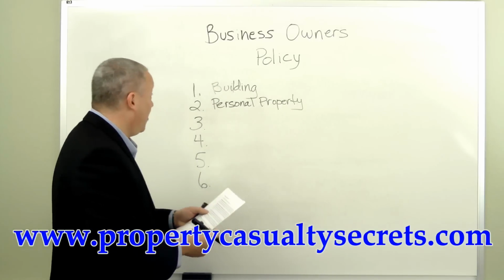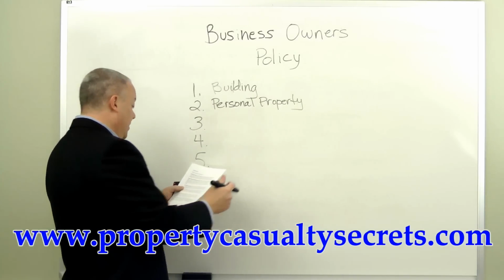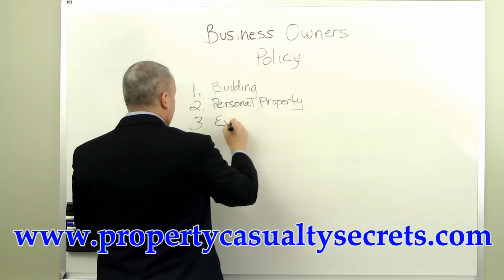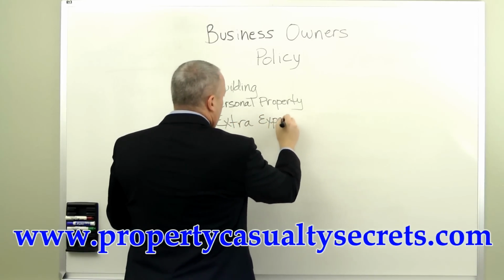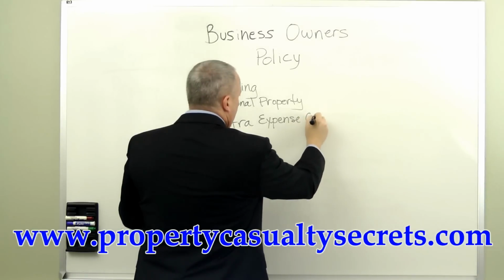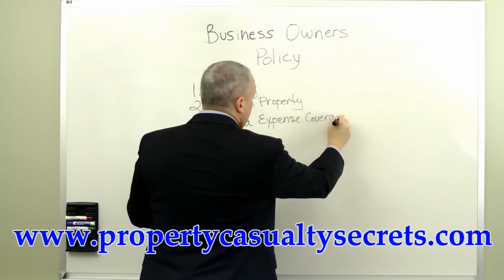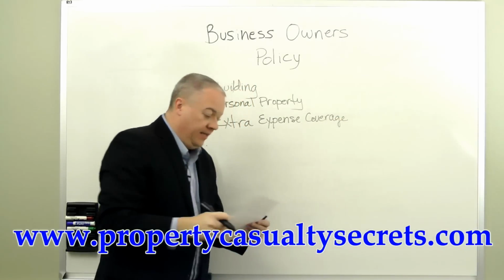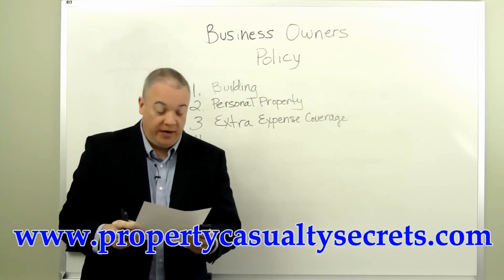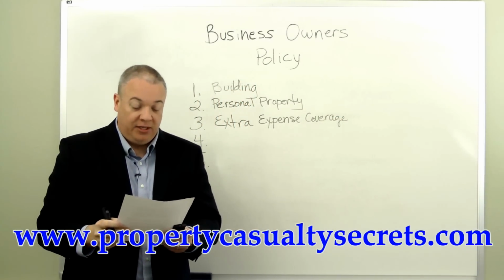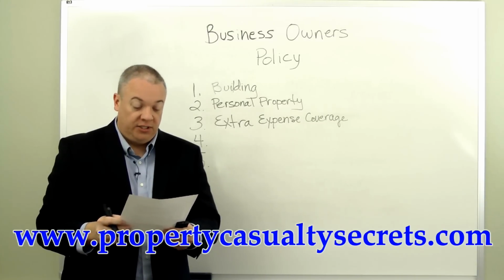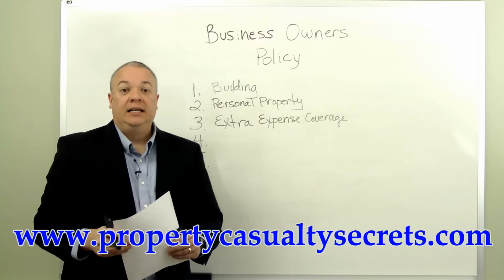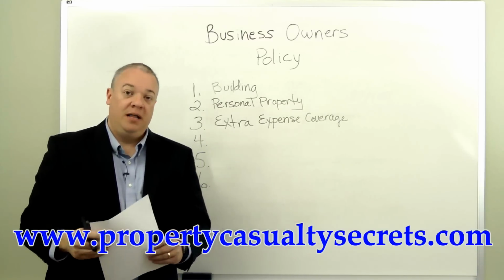Under the third part of this business owner's policy would be called an extra expense coverage. In this part of the policy, what you are agreeing to pay is an amount equal to the amount that a business will need to continue operating if the business can no longer function as the result of any event. Obviously not specifically excluded by the policy.